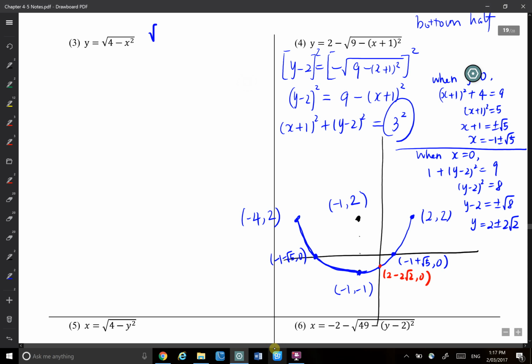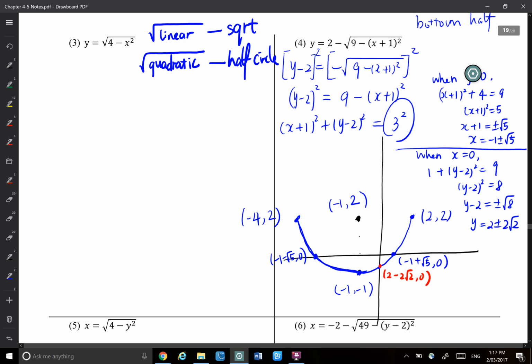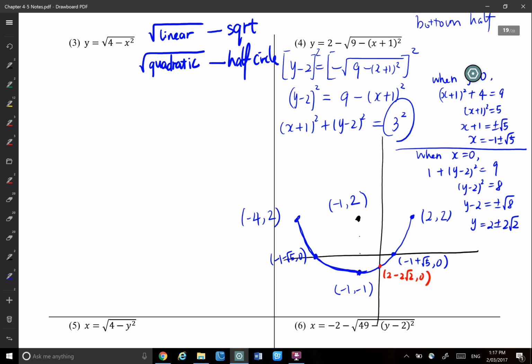So we have a square root with linear under that, that is a square root. If we have a square root and we have quadratic under that, it will become a half circle. Okay, so that's how we distinguish between them. So that one obviously is a half circle.